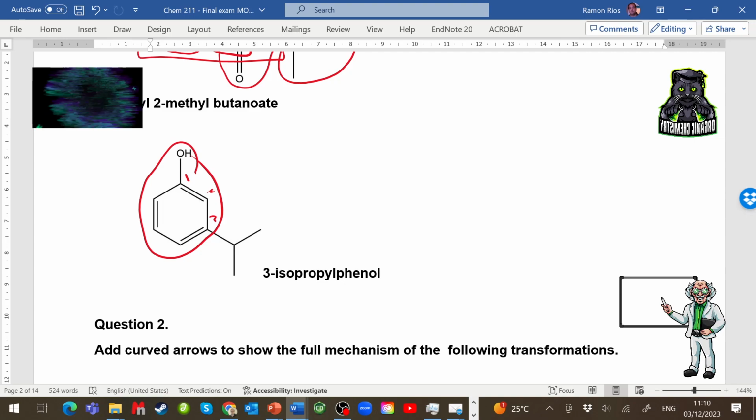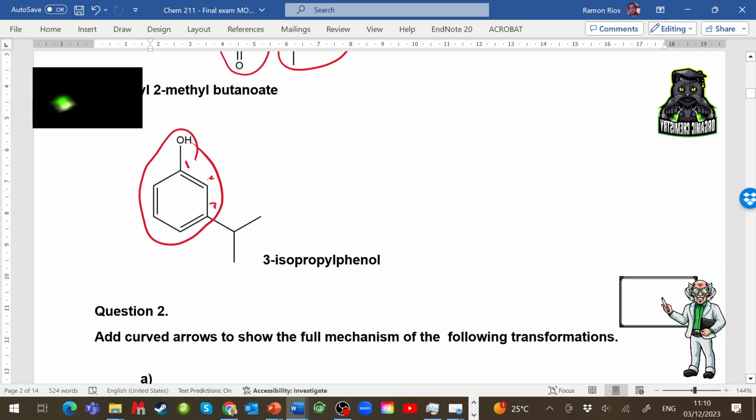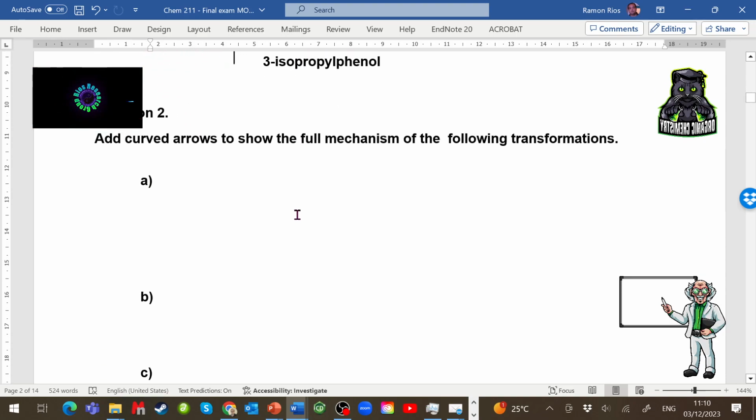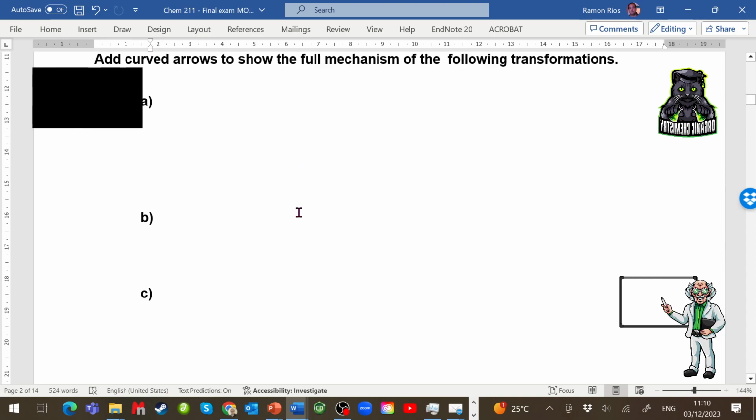Okay, remember ortho, meta, para. Ortho is when we have two substituents in a benzene ring, 1, 2. Ortho is 1, 2. Meta is 1, 3. And para is 1, 4. Okay? Good. Then question number 2, add the curved arrows to show the full mechanism of the following transformation.